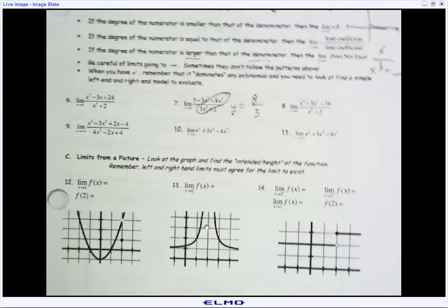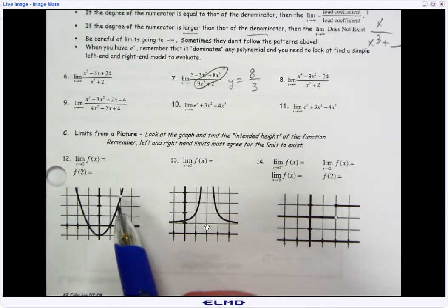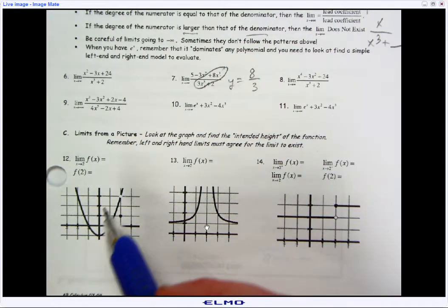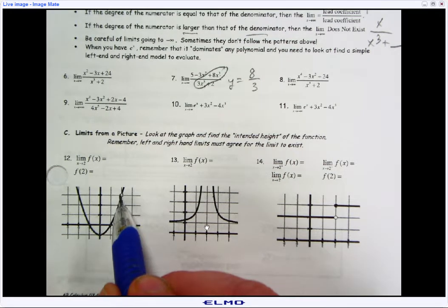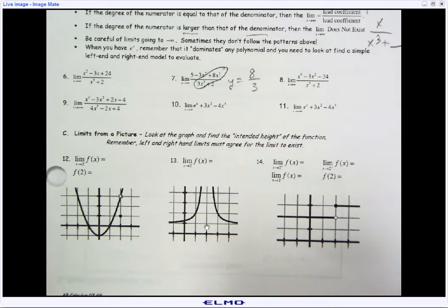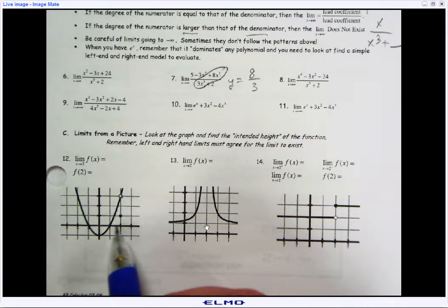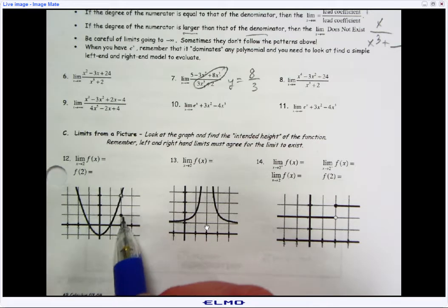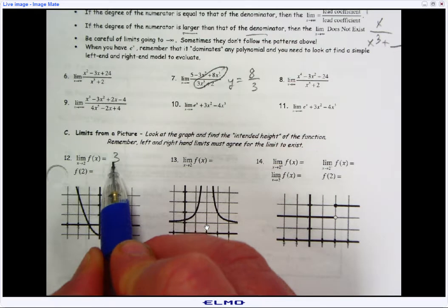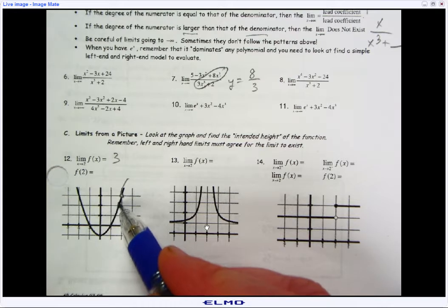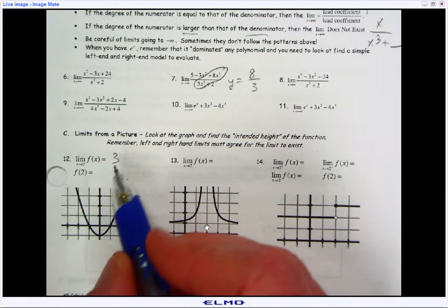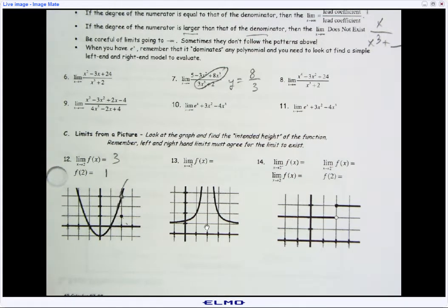Limits from a picture, almost always we're talking about some kind of a hole in the graph, some kind of piecewise function. Remember that the function value doesn't have to exist for the limit to exist. So like on this one, the limit is 3, because it's approaching 3 from both sides. The function value, however, is 1, and that connects you directly to the definition of continuity. If the limit is not the same as the function value, then obviously there's a space there.